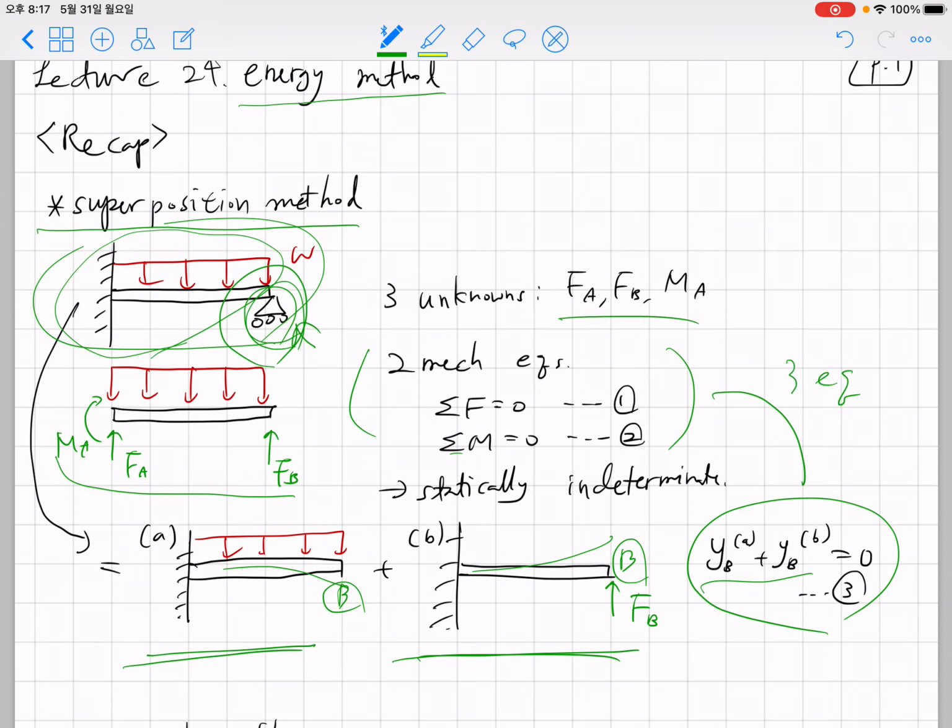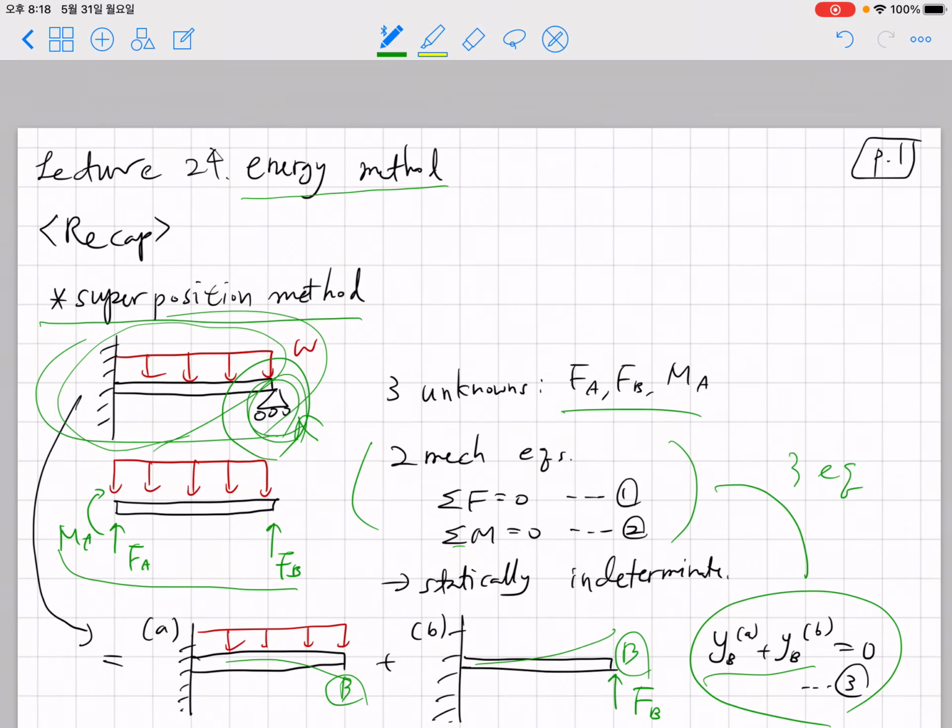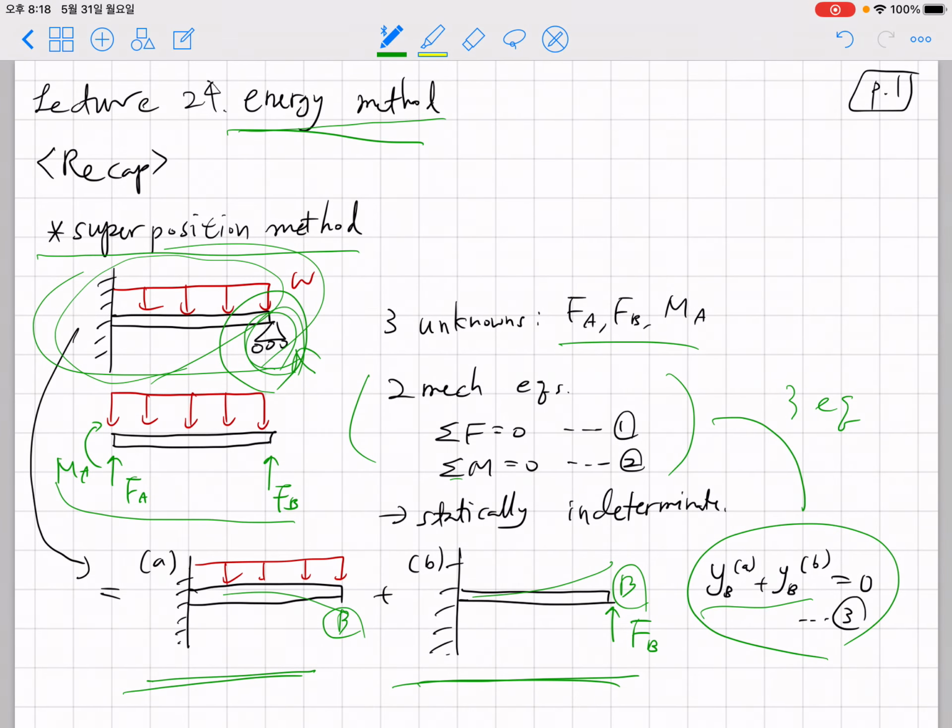Okay, so by considering these three equations, and realizing that there are only three unknowns, we can solve for FA, FB, and MA. And after identifying the FA, FB, MA values, we can obtain the beam deflection solutions. Okay, so this is the superposition method for beam deflection problems. So today we'll begin a new chapter called energy method.